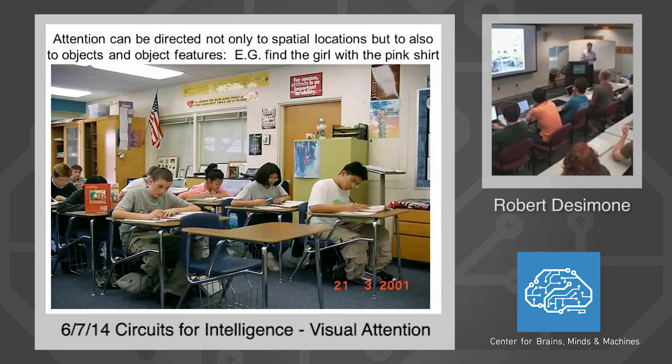But if I just tell you to find a girl in a pink shirt, where does that come from? Where's the map of pink shirts in your brain? Is there a map of girls versus boys? You had to use your knowledge of what shirts are like, what the color pink is like, what a girl looks like, and so on. A lot of stuff went into that. And yet, you probably did it very quickly. Maybe just a couple of eye movements and boom, you find the girl in the pink shirt.